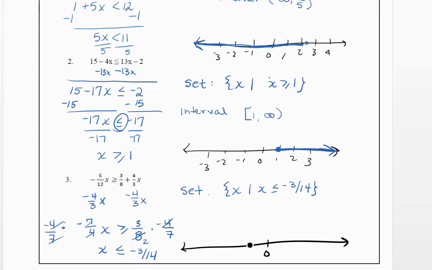So negative 3/14, and we're less than or equal to, so we're going to put a closed dot, and we're less than, so we're going to go to the left. So our interval notation will be from negative infinity up to negative 3/14. Since it's a closed dot, a less than or equal to, we're going to use a square bracket. Okay, so this was the beginning of solving linear inequalities.